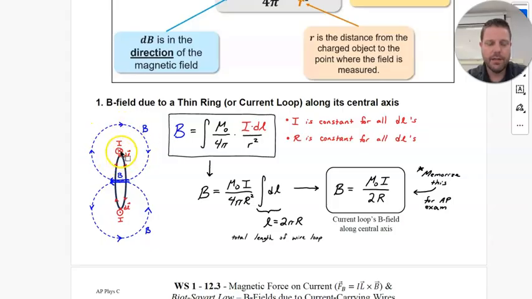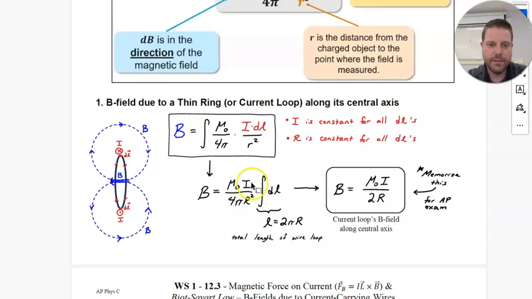At the very top of the page, that current is going into the page, which is going to create the clockwise loop. And at the very bottom of the loop, it's coming out of the page and should be creating what you can see is that counterclockwise loop. At the center of the thin ring, those B fields are going to be parallel to each other and therefore add.